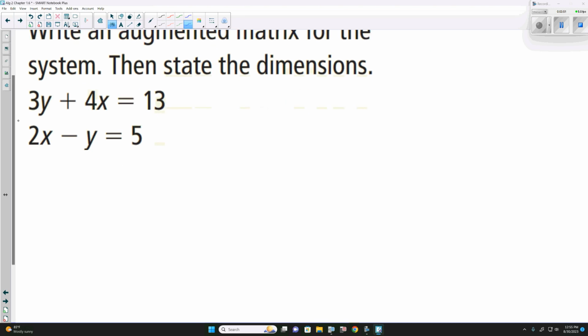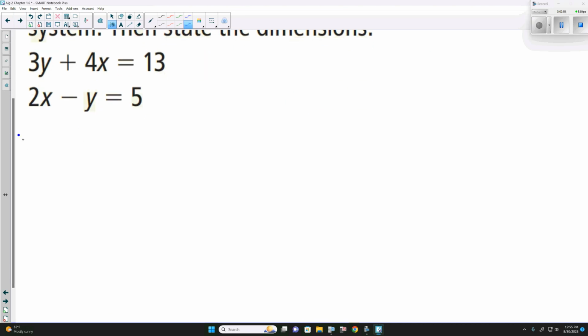If we look at the next one, are both equations written in the correct form? All right, the bottom one's x, y equals number. Alphabetical order. I don't know why, but I thought y was before x. So 2x minus y equals 5 is fine. We need to rewrite the first one, and it would become what? 4x plus 3y is equal to 13. We don't have to put a sign out in front of 4x because since it's positive, no sign is understood to be positive.